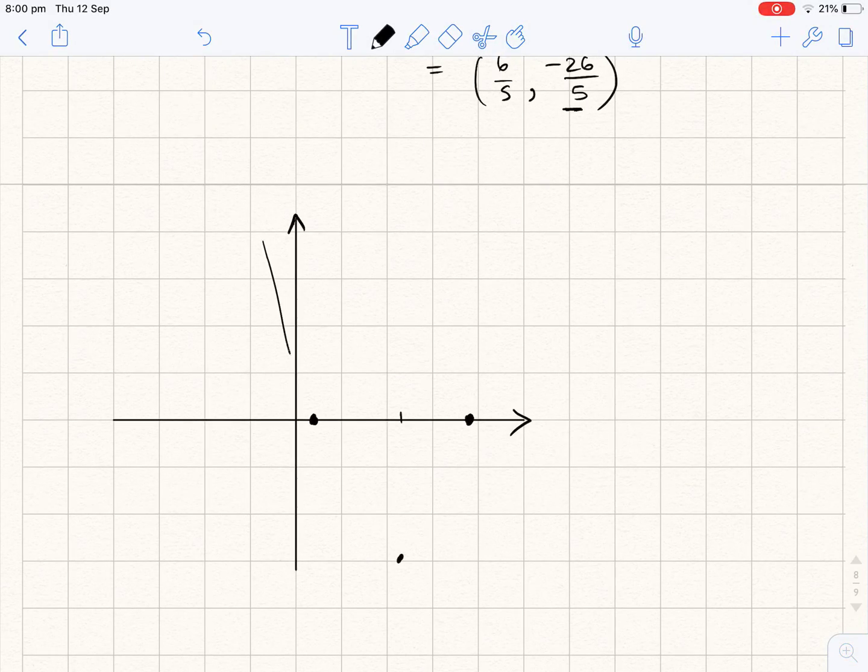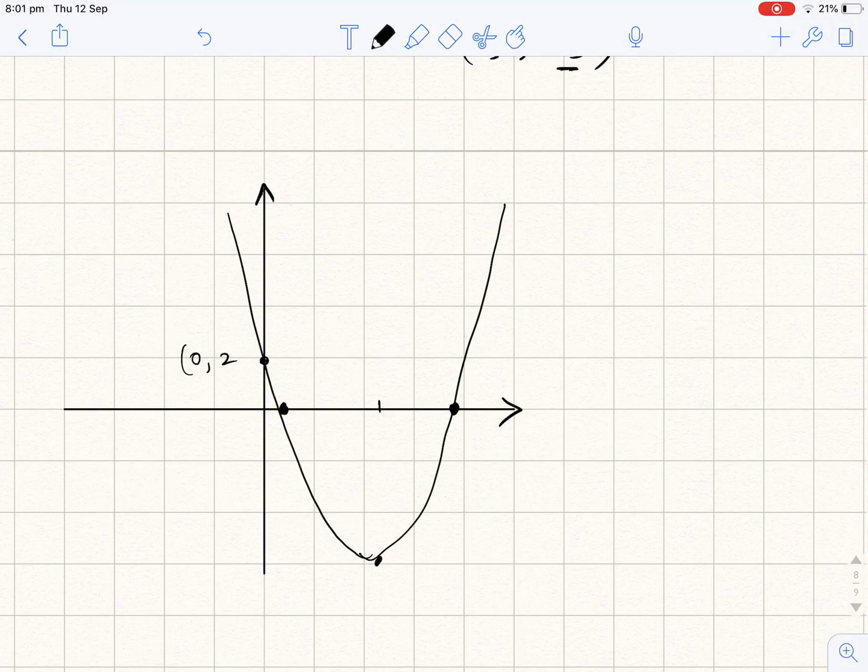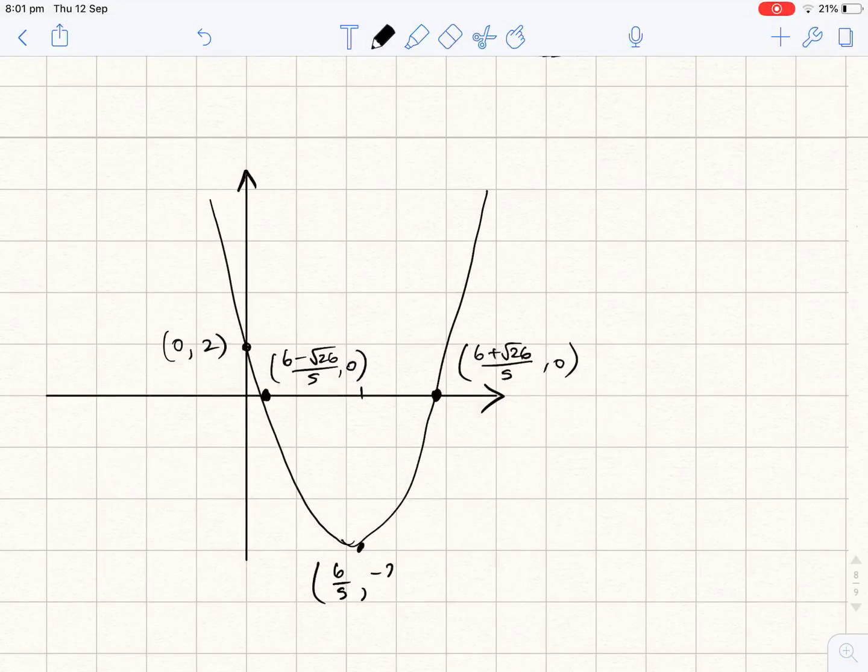And then rather than putting on my y-intercept first, I'm going to create a nice graph. Try and get that reasonable shape first, and then mark this one on there. So the y-intercept was when x was 0, y was 2. This first x-intercept will be (6 minus the square root of 26) over 5, 0. My second one will be (6 plus the square root of 26) over 5, 0. And my turning point was 6 over 5 and negative 26 over 5. And that's the graph of y equals 5x squared minus 12x plus 2.